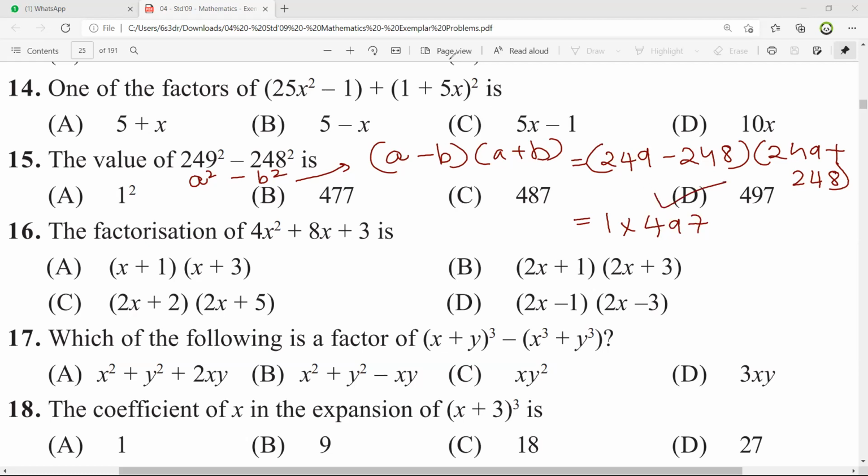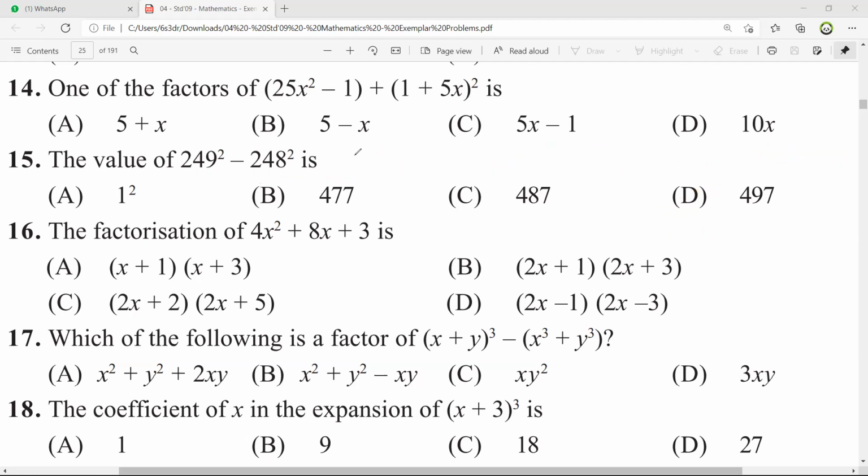Another way, that's excellent, Mridula. Thank you. Another way that you can do this, it's the longer way, but it's still another way. Let me just show you. So what you can do is you can say let x be equal to 248. Okay, now just see what happens. So this becomes x plus 1 whole squared, right?